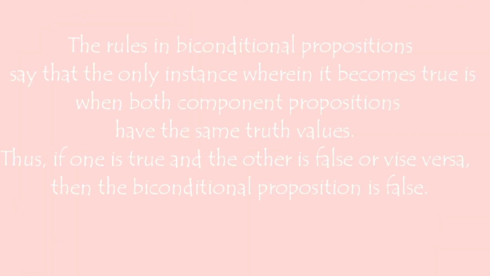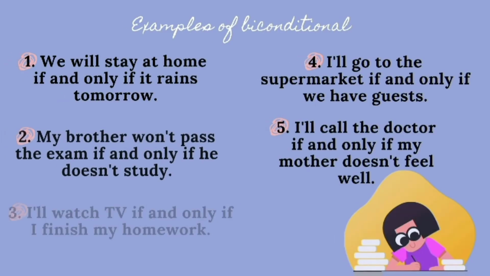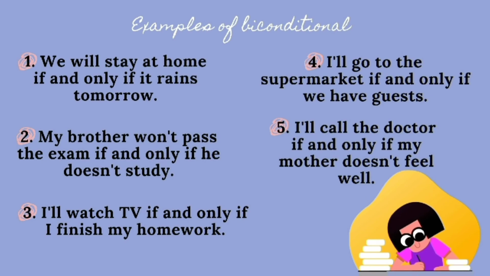The rule in biconditional propositions says that the only instance wherein it becomes true is when both component propositions have the same truth value. Thus, if one is true and the other is false, or vice versa, then the biconditional proposition is false. Here are some examples of biconditional propositions.